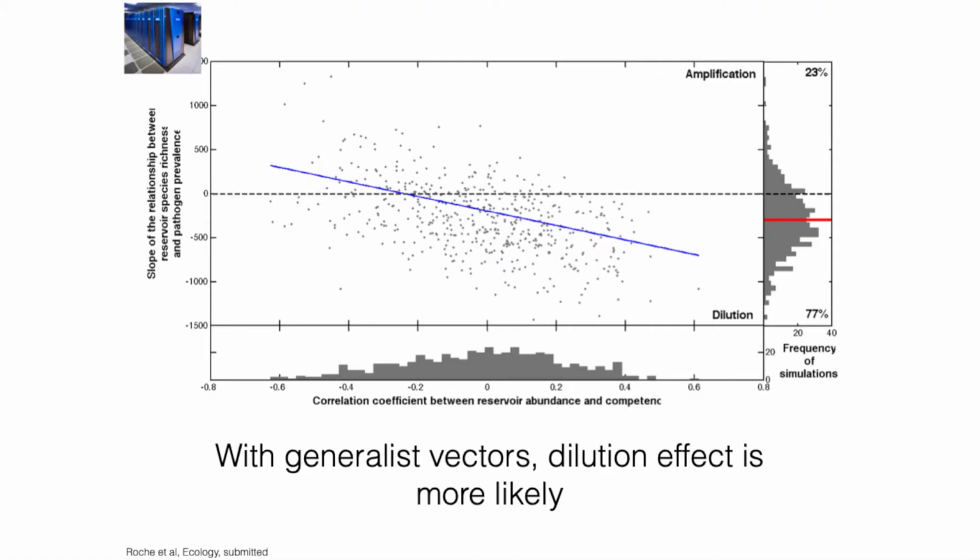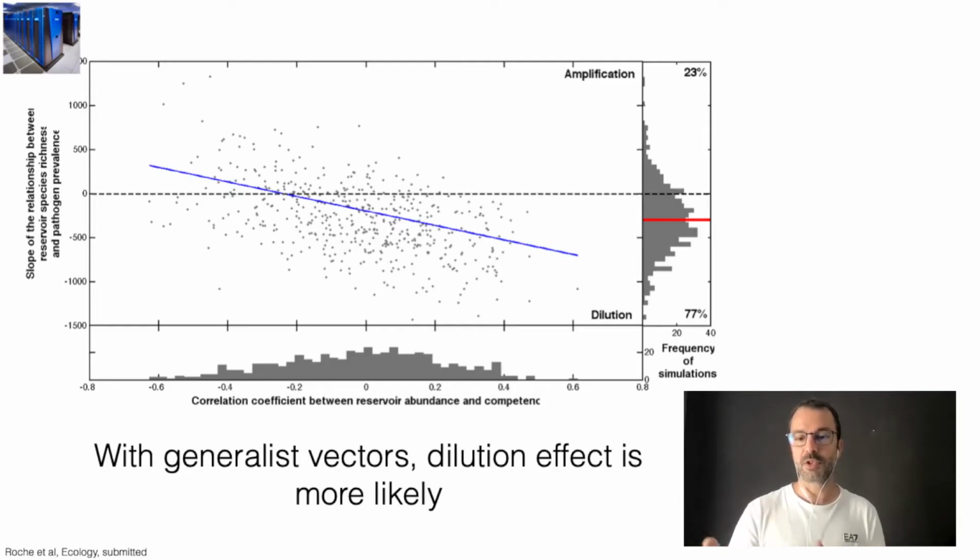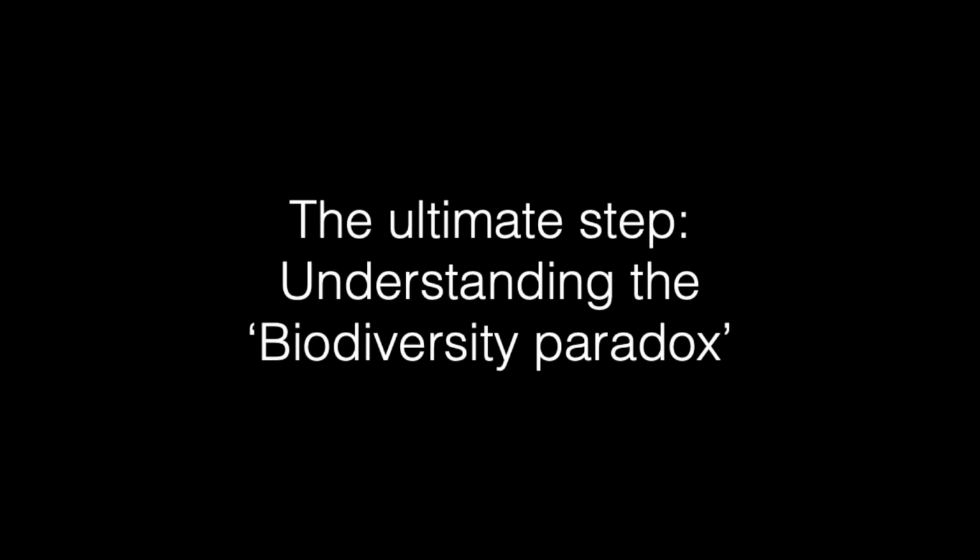But when we try to mimic realistic situations in the field, we see that with generous vectors, meaning vectors that can bite every kind of reservoir individual, a dilution effect is much more likely than an amplification effect. We observe a dilution effect in more than three quarters of the simulations. One key parameter for having a dilution effect is the correlation between the abundance and the competence of the reservoir.